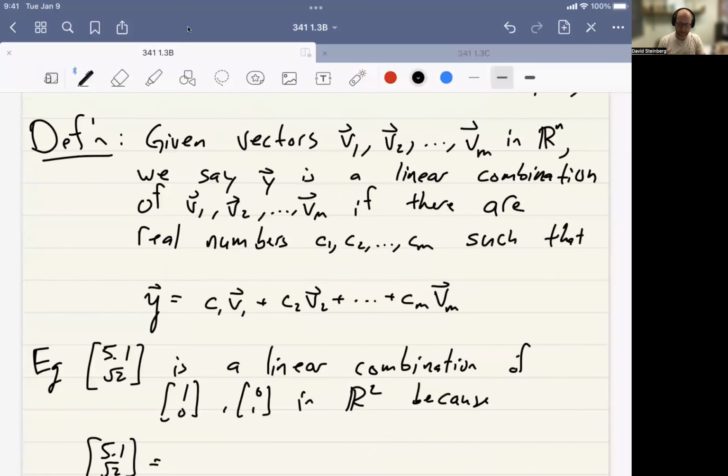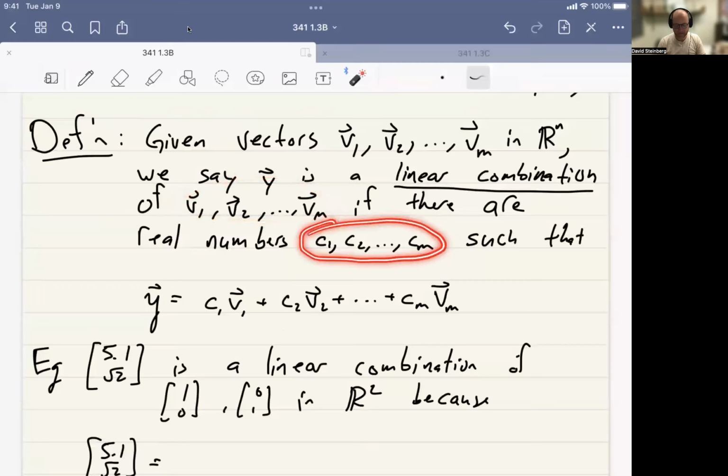So given vectors v1, v2, all the way up to vm in Rn, we say that the vector y is a linear combination of these vectors v1 through vm if we can find scalars c1, c2 through cm with the property that y is the sum of c1 times v1 plus c2 times v2 plus all the way up to cm times vm.